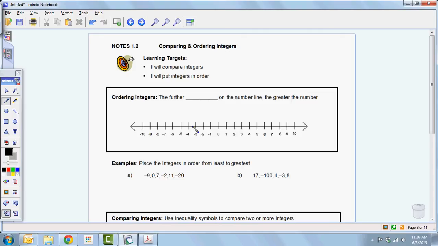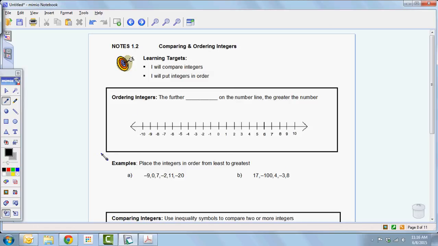All right, your 1.2 notes, we're going to be comparing and ordering integers today. So two different learning targets: you're going to compare them, and then you're going to put integers in order. In section 1, we talked about our number line. And so you're going to want to visualize that number line with all of these problems that we're doing today.